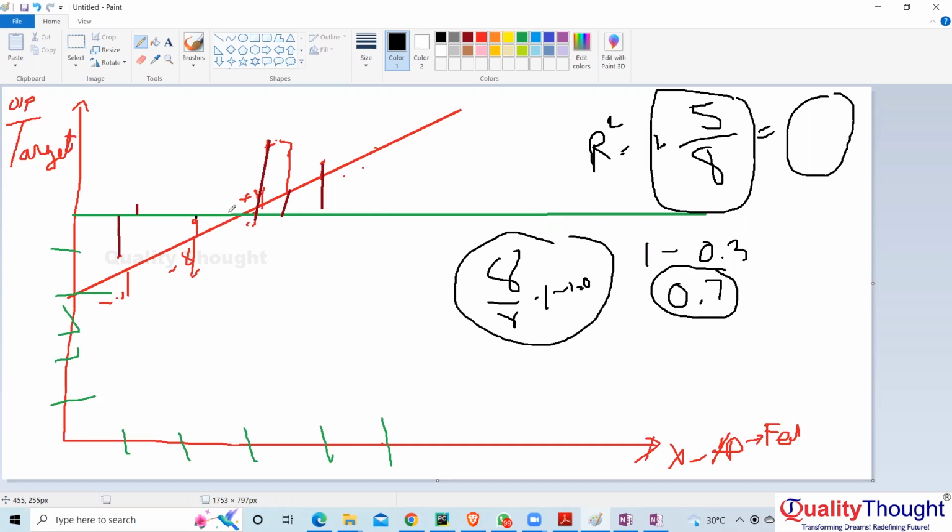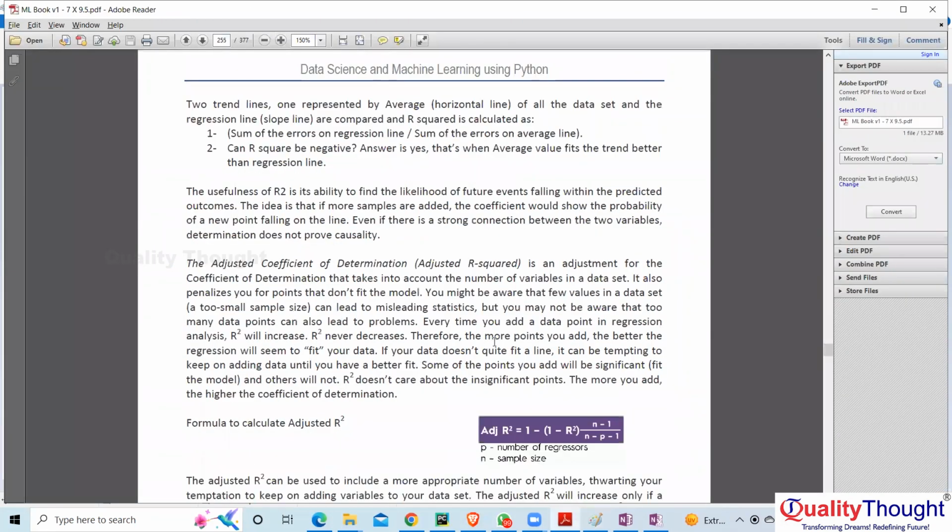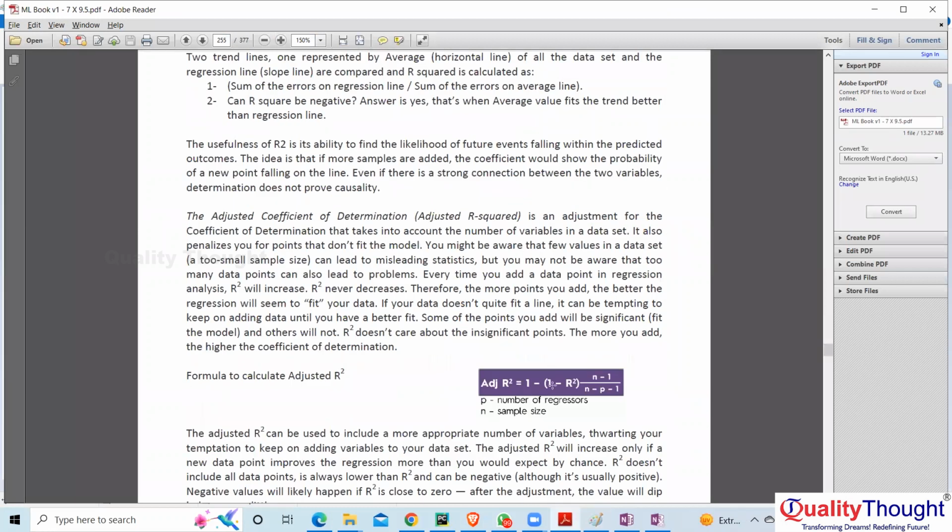Now R square assumes there is only one factor, only one X. If you keep on increasing X, then the value will also change. That's called adjusted R square. Adjusted R square is 1 minus (1 minus R square) into (n minus 1) by (n minus p minus 1). Here p is your number of regressors and n is the sample size that you have. So the sample size will also play a role.